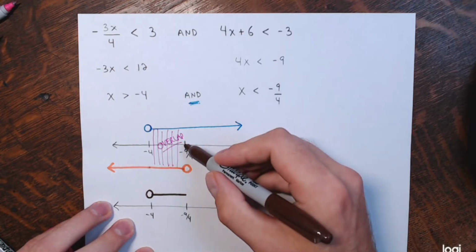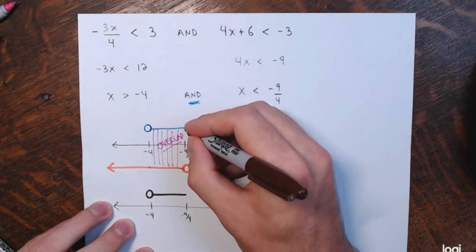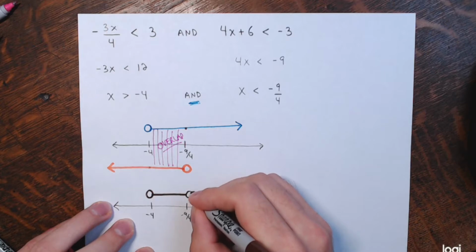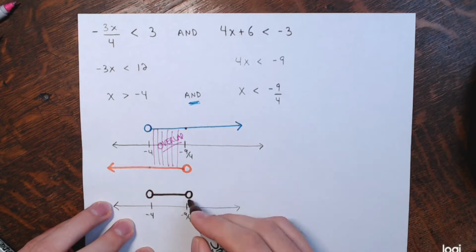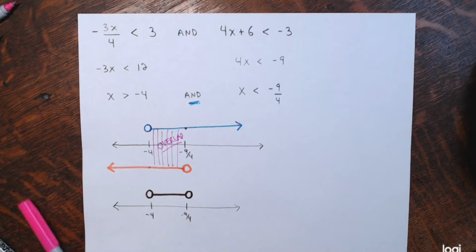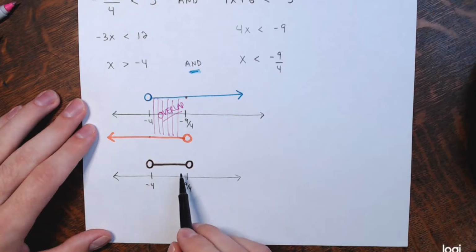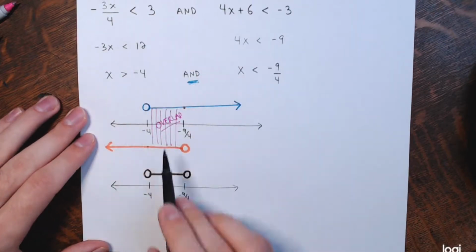Same thing with negative 9/4. Negative 9/4 is on the first graph, but not on the second one because of that hole. So it's not on both, meaning it's not in the intersection, not a solution of the compound inequality. So there's the final graph. There's a description of all the solutions to this compound inequality, all the numbers that would satisfy both.